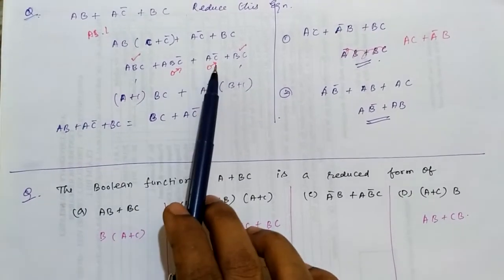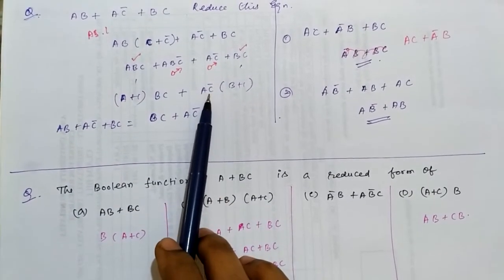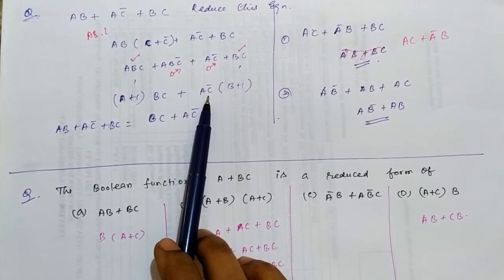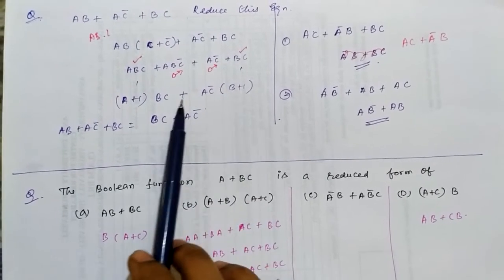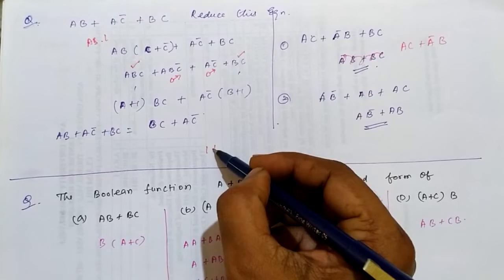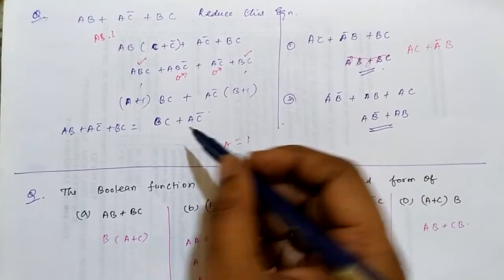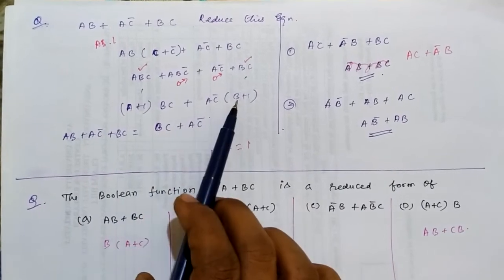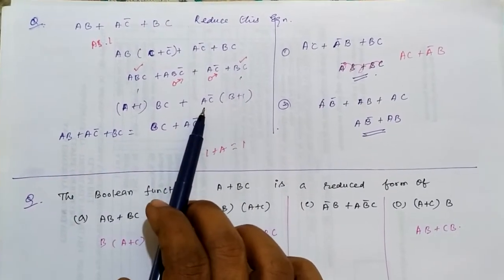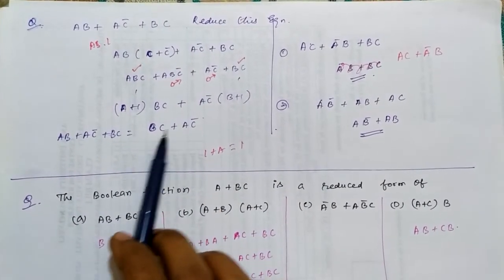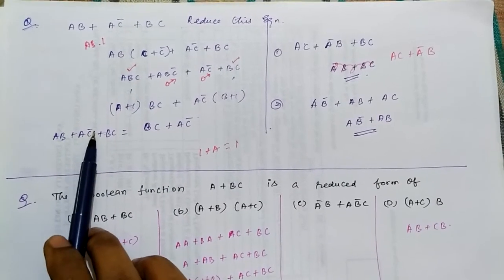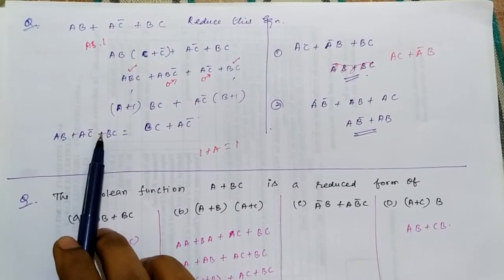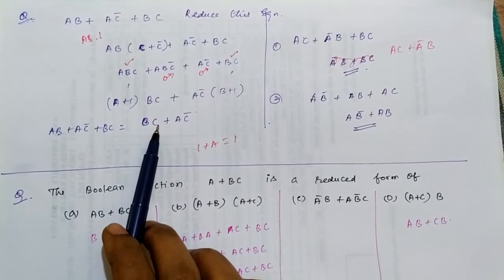Now this term and this term A C bar is common, so you can take A C bar out. Remaining we have B plus 1. So as we know, 1 plus anything is equal to 1. So remaining we have BC. Here also 1 plus anything is 1, remaining we have AC bar. So the Boolean function is reduced like this.